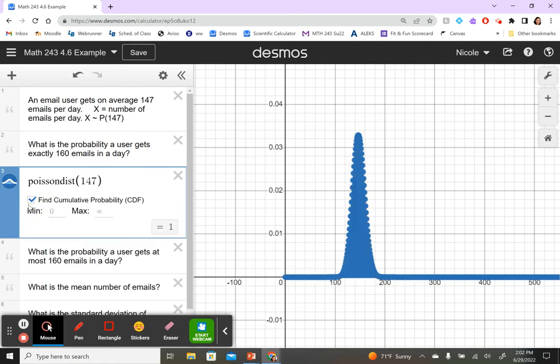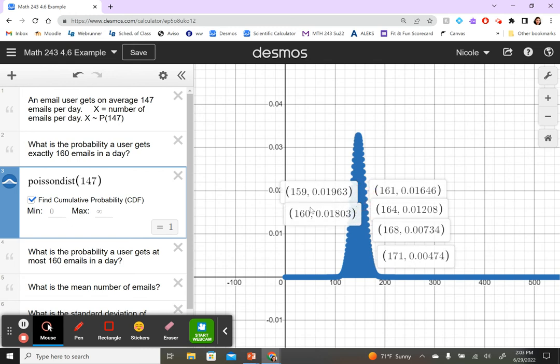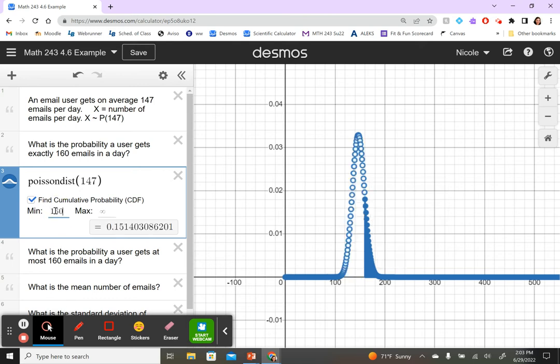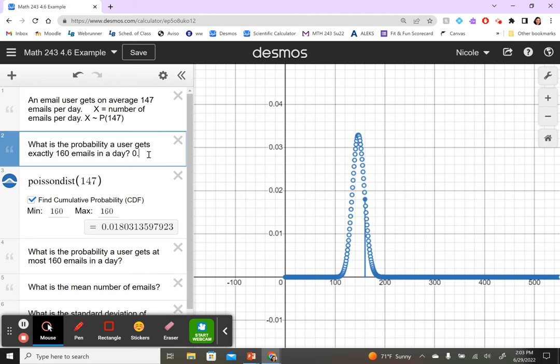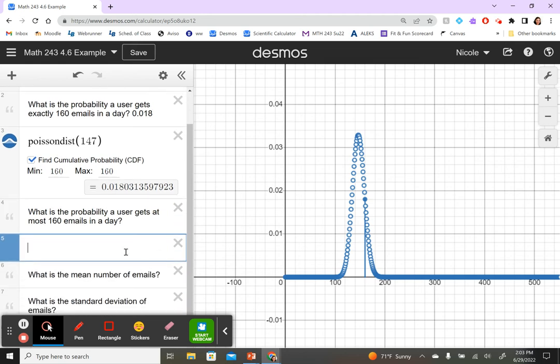To find the probability, the first question says, what is the probability a user gets exactly 160? What we could do is just click around here until we got to 160. There it is, and that's going to be our probability. So 160 has a probability of 0.01803. You can also, by clicking the cumulative box, just go 160 to 160. I think this is a little easier way to do it. So between 160 and 160 is 0.018. That's going to be the answer here. So let's put that in, 0.018.